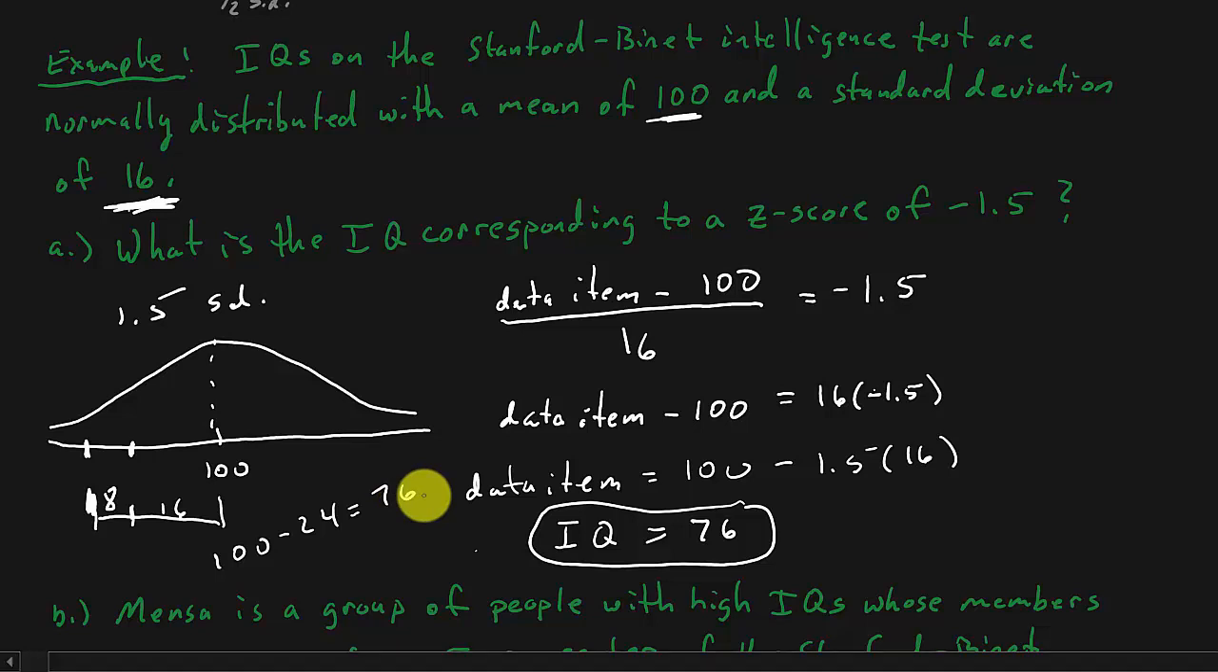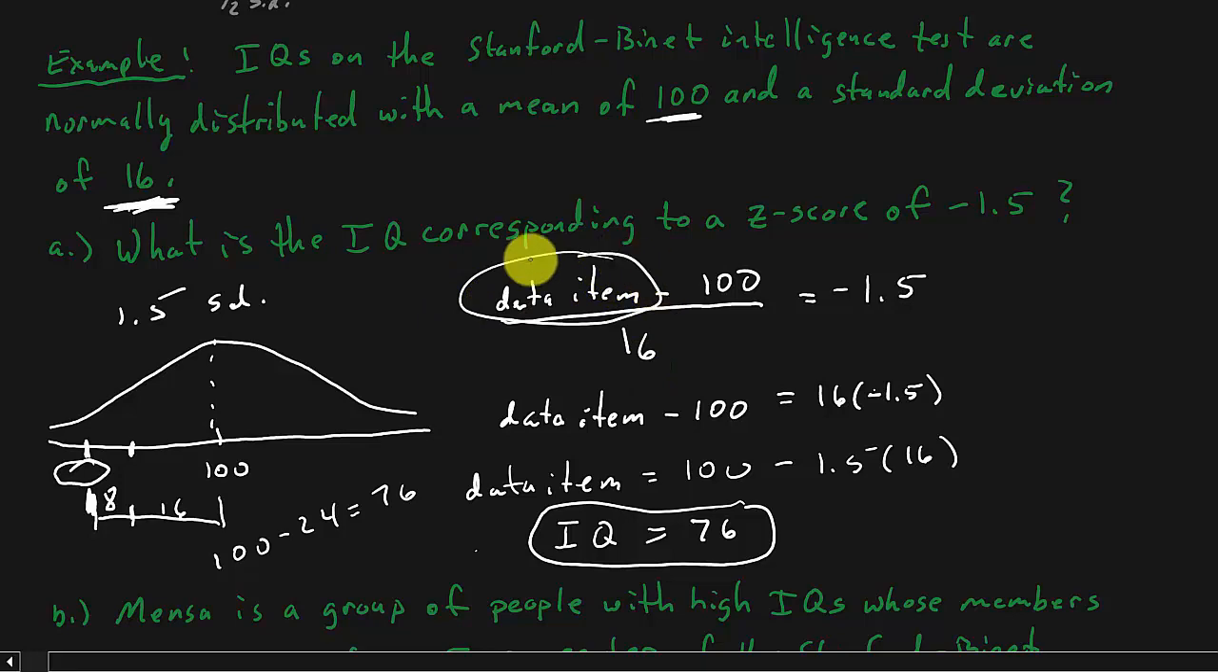But sometimes you may get some that are 1.2 or 0.67. So you're not going to be able to really look at it like that. You can, but it'll be more difficult. So that's why the best thing is, you're looking for the data item. So you just plug it back into that formula: your data item minus your mean over your standard deviation equals the z-score, and then just solve for your data item.